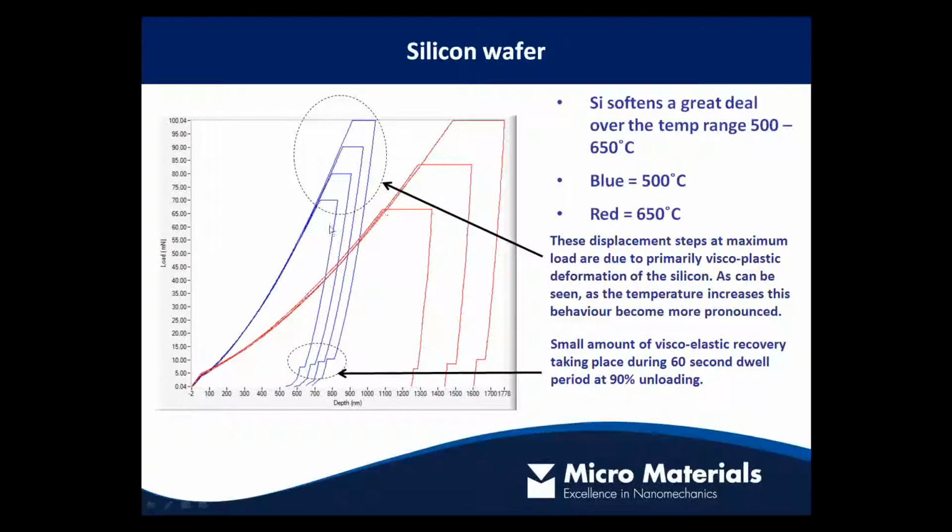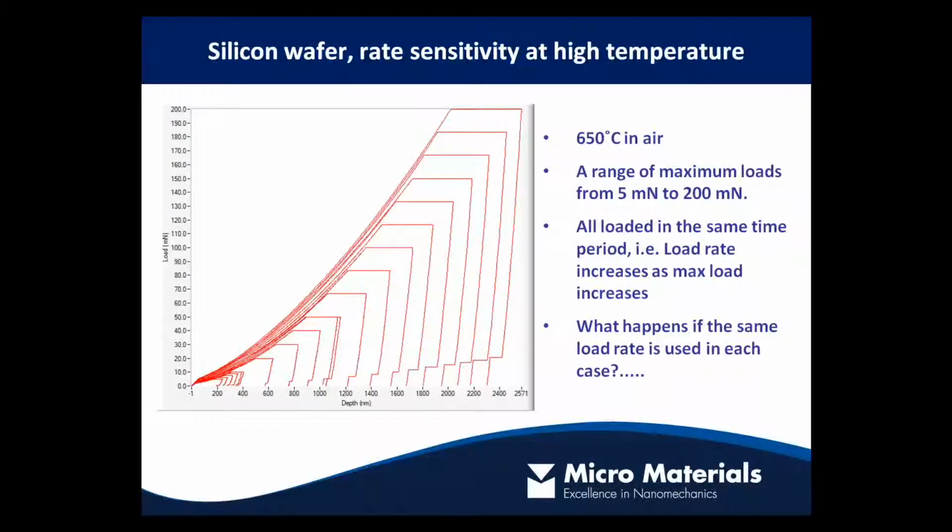Another thing we can see from these data is that at 90% of the way down the unloading slope, we stop unloading and hold for a period of time, typically 60 seconds. We often use these data for correcting our measurement for thermal drift. But we can also look at the viscoelastic recovery of the material. There's a small change, maybe slightly more viscoelastic recovery at 650 degrees Celsius than at 500. So there we're looking at time-dependent properties.